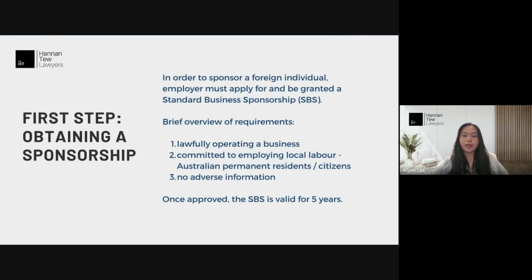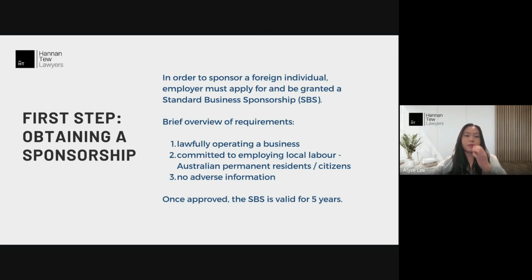So I thought I'd start at the very first step. Before a business can sponsor a foreign worker under the SID 482 visa, they must first apply for and be granted a standard business sponsorship, an SBS. To be eligible for an SBS, a business must meet a few key criteria.